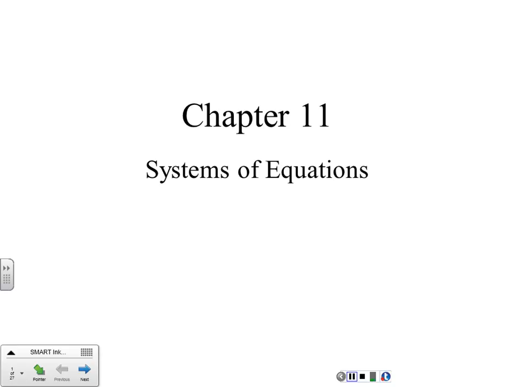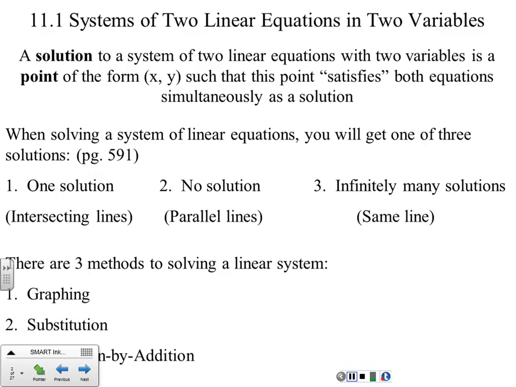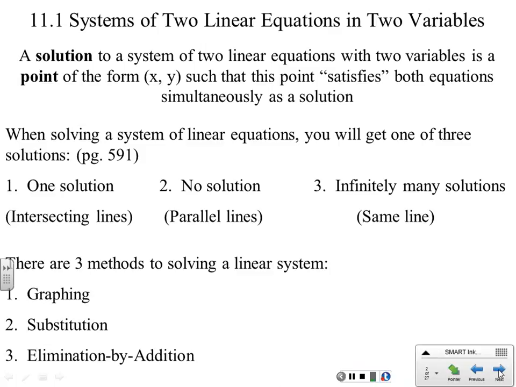Alright, so what we're going to do is systems of equations. In chapter 11, we're going to talk about two different types of systems of equations. We're going to talk about 2x2s, and we're going to talk about 3x3s. Okay, 2 equations with 2 unknowns and 3 equations with 3 unknowns. So the first one we're going to talk about, like I said, is the 2x2. And these are going to be linear equations, so they are straight lines. So a system of 2 linear equations in 2 variables.